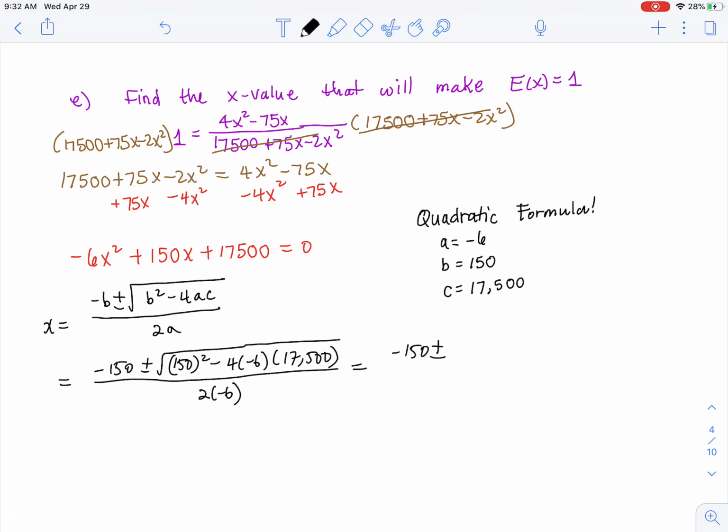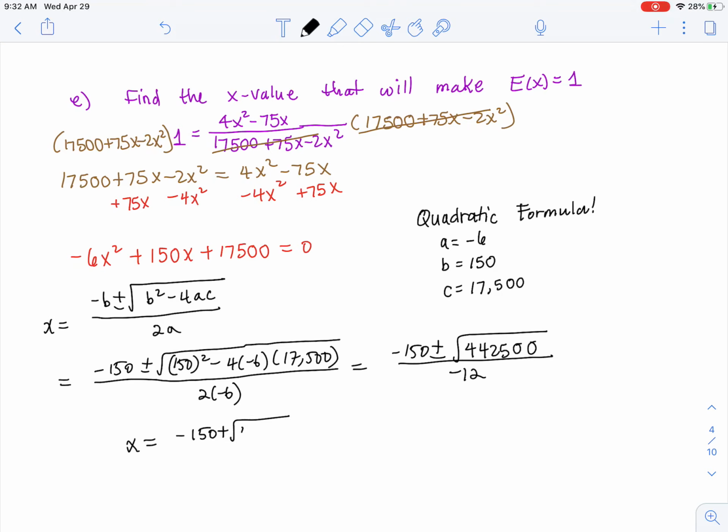All right, let me figure out the discriminant first to see if you're going to even have a solution. So what I'm doing is I'm typing in 150 squared minus 4 times negative 6 times 17,500. So what's inside the square root? I got 442,500 divided by negative 12, right? Now, just out of curiosity, do you think that is a perfect square? Of course it's not.